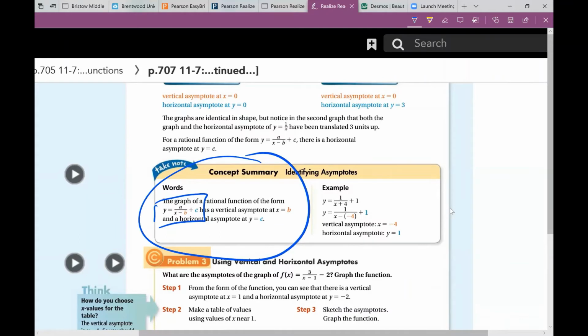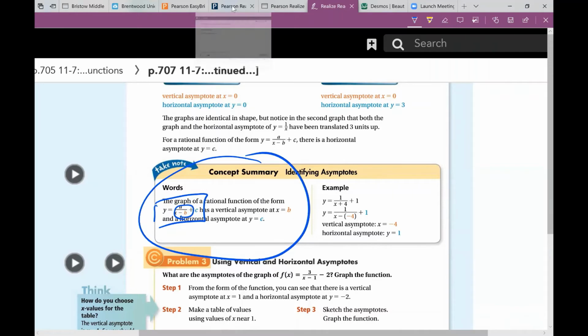So it tells you to the side that a vertical asymptote is the B value. Notice there's a negative there. So if there's a negative in your problem, all you do is type in the number that you see. But if there's a positive there, you need to put the opposite of what you see. And the horizontal asymptote is the C value. So horizontal is whatever you're adding to your fraction. Vertical is whatever is in the denominator of your fraction.